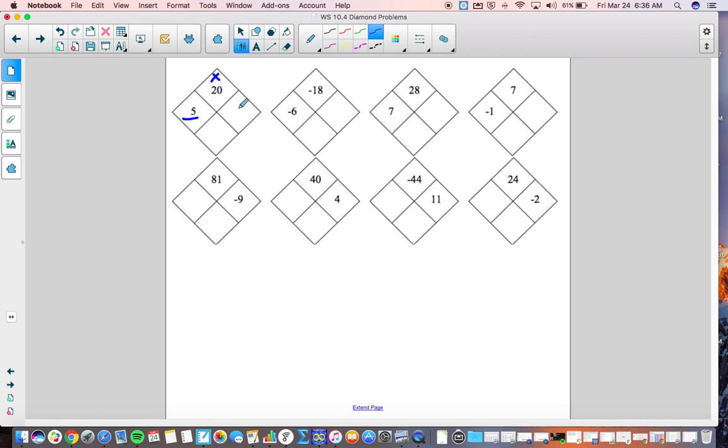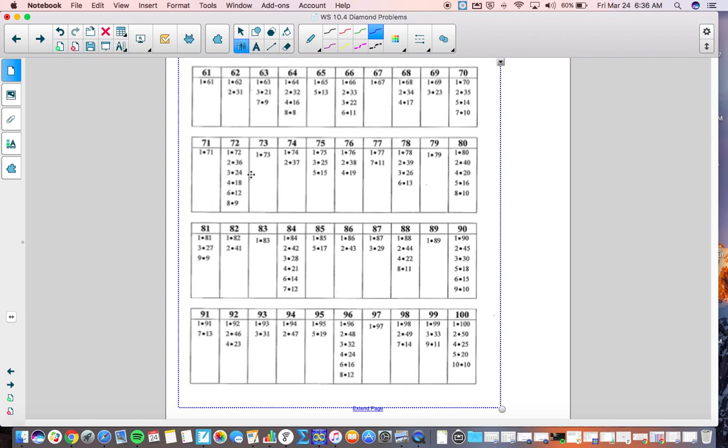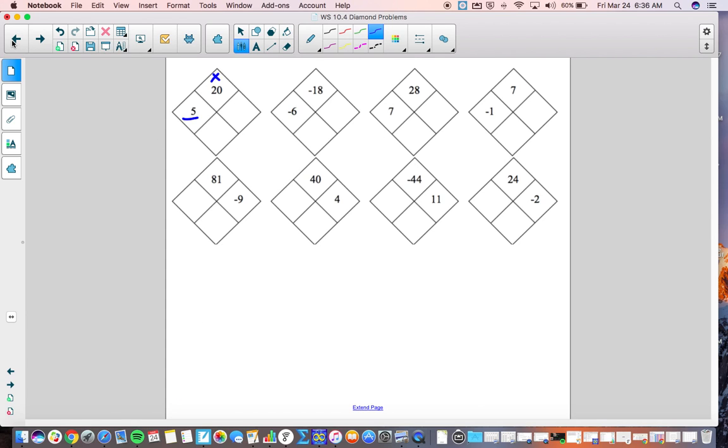So 5 times, and here's where your factor chart comes in handy. I know that the numbers multiply to 20, and one of them is 5. So the other one would be 4 then. And then 5 and 4 add to 9. Remember, we're multiplying to get the top number, we're adding to get the bottom number.